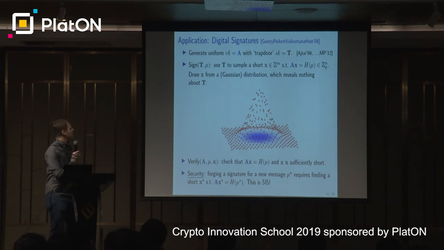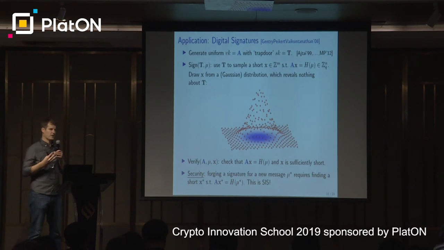The trapdoor T is what enables us to sample efficiently from this distribution. A party that does not have the trapdoor cannot do this, can't even find a single solution in the support of this distribution, because that is the SIS problem. So the trapdoor allows us to solve SIS in a very strong way. It allows us to not only find a solution but to randomly sample from the set of all such solutions according to this distribution. That's what the signer can do with the trapdoor that others cannot do, who only have the public key.